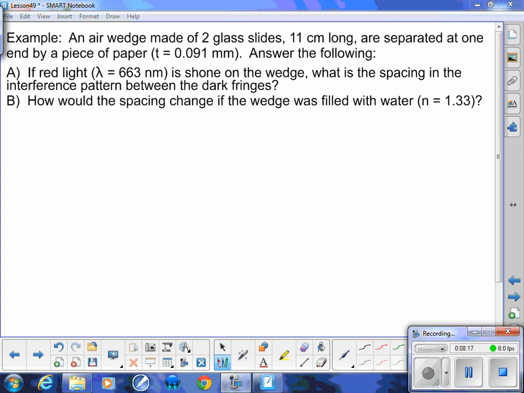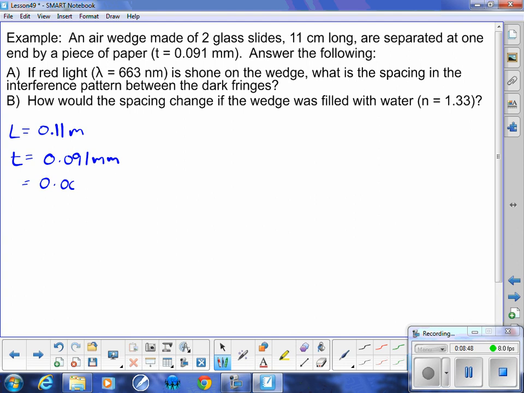So in this example, the air wedge is made of 2 glass slides, 11 centimeters long. So I'm going to pick out some of that information right away. Again, working in SI, 11 centimeters is 0.11 meters. Separated at the end, so what they did is they put a piece of paper between the glass right at the end, and the thickness of the paper is 0.091 millimeters. So we're going to have to divide that by 1,000. That means that 0.091 millimeters is equal to 0.000091 meters.